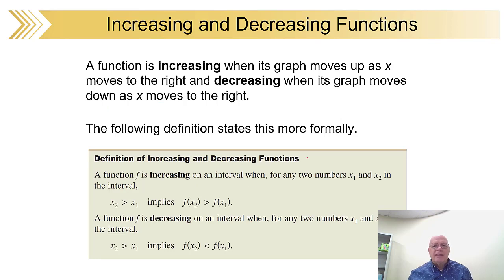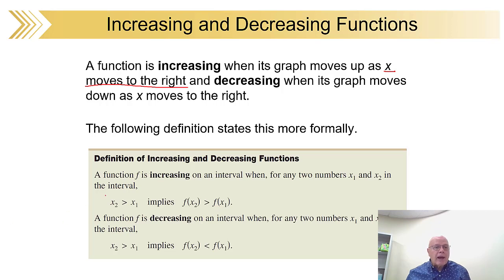A function is increasing when the graph moves up. Now, this is pretty simple, really. Just remember that when we look at almost any picture, we're looking at the x values getting bigger. We're scanning left to right. So as we're doing that, is the graph going up or down? If the graph is going up, then it's increasing. If the graph is going down as we move to the right, then it's decreasing. Real simple.